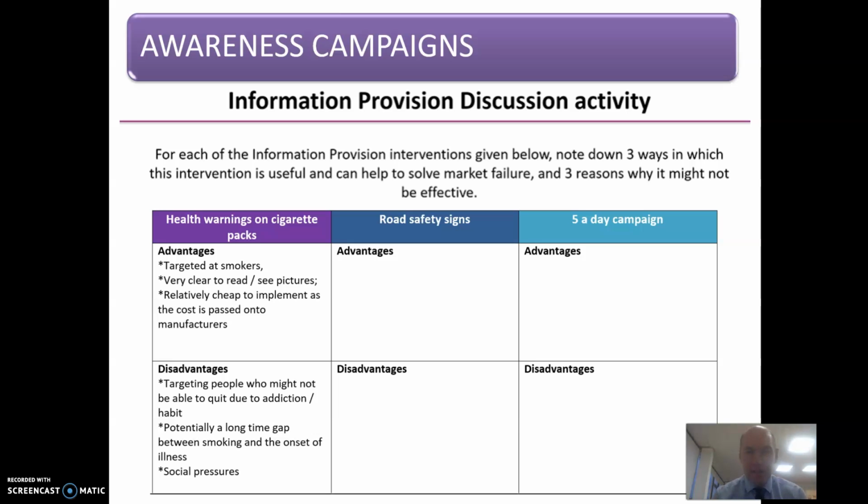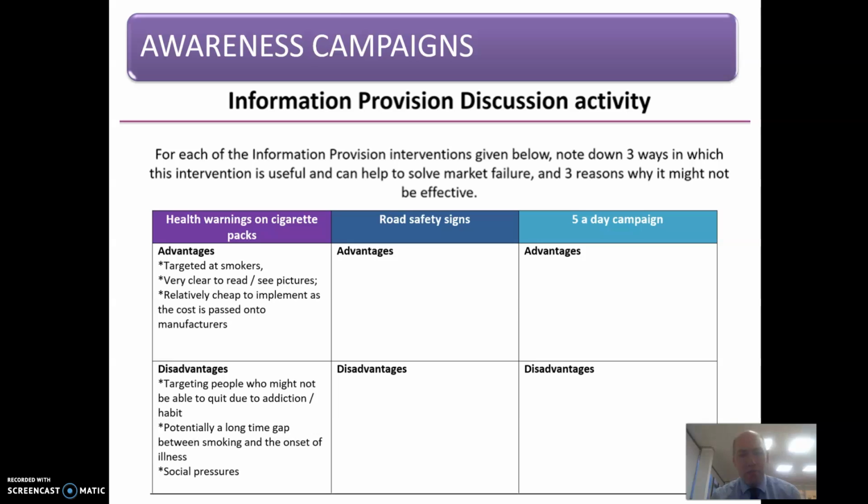Let's just have a little look at the table and the column on the left hand side. What do health warnings on cigarette packs do? What are the advantages? Well, clearly it's smokers who are actually going to read the packages. The information provided is very clear. You can see the images. It's relatively cheap to implement, as the cost is passed on to the manufacturers. They're the ones who have to print the labels.